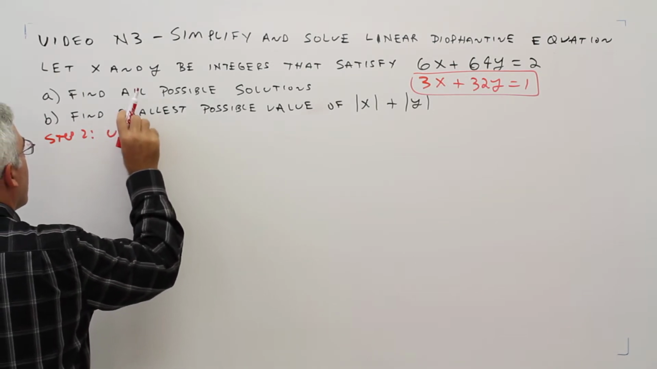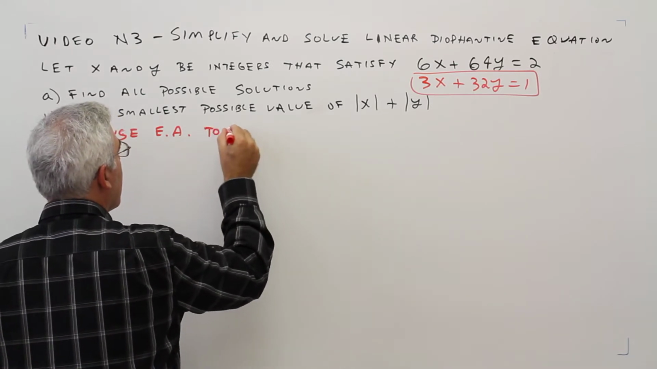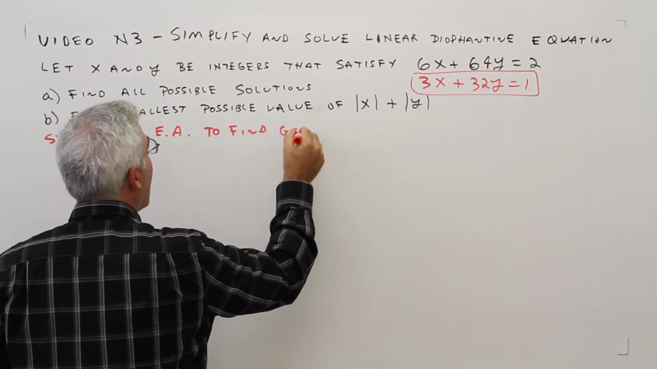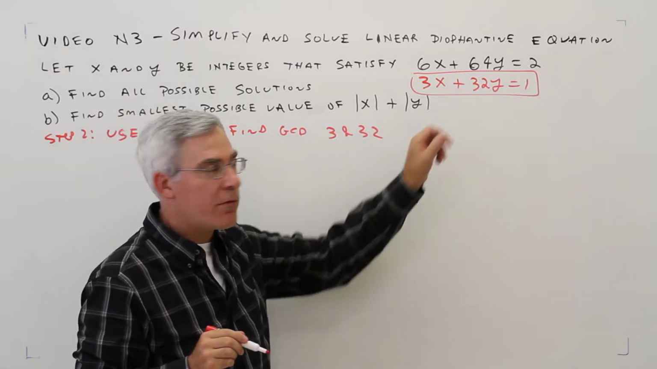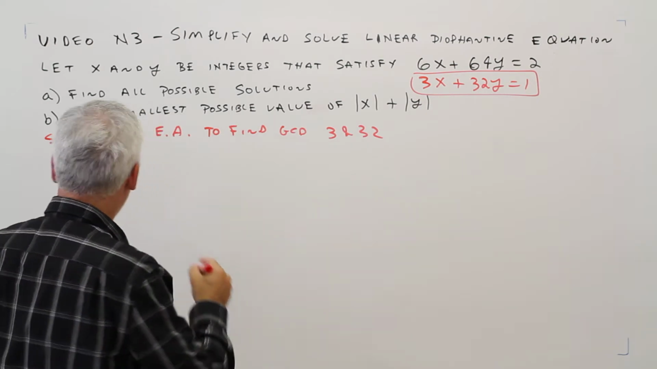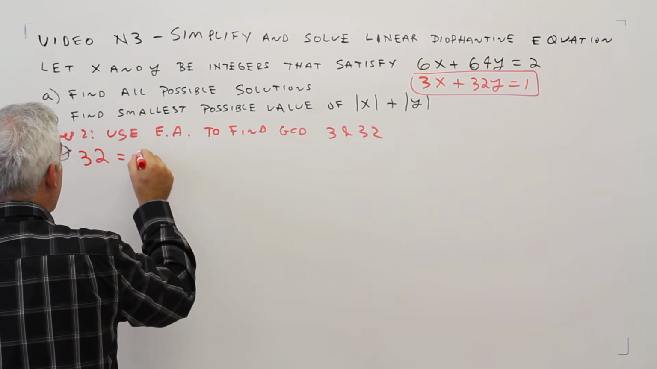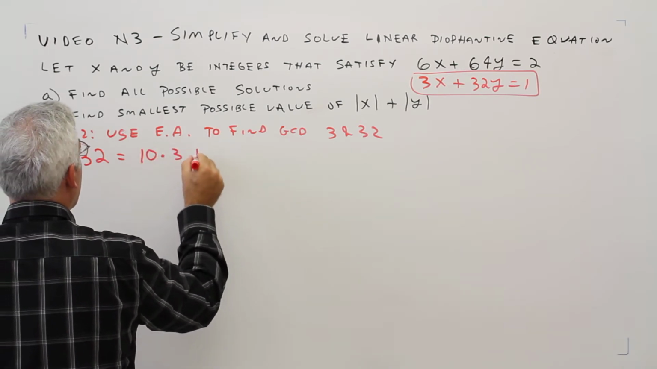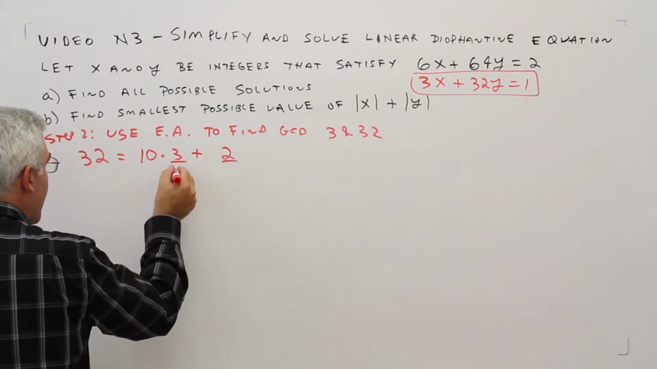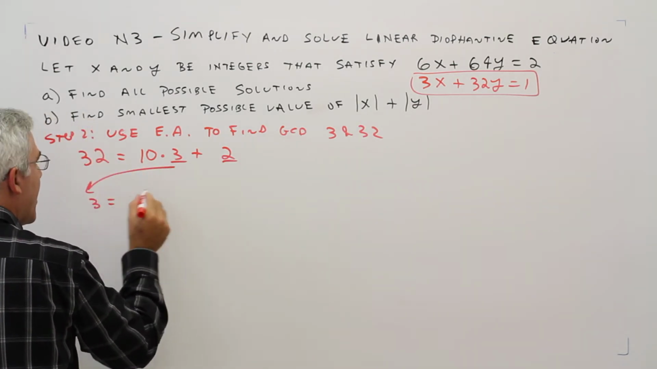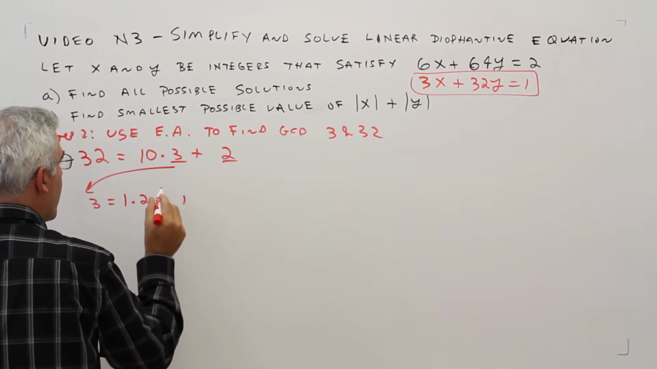Use the Euclidean algorithm to find the greatest common divisor of 3 and 32. Remember, this is the problem we're using now. Again, I start with the larger. So 32 equals 10 times 3 plus 2. Then I take those underlines, bring them over. 3 equals 1 times 2 plus 1.